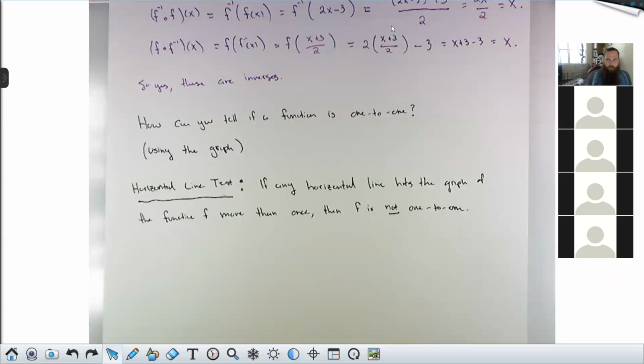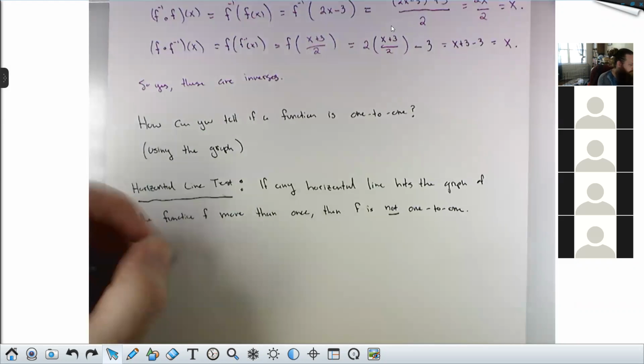But it's kind of like a backwards version of the vertical line test. Remember, the vertical line test is a way to tell if a graph is a function. If any vertical line hits your graph more than once, then automatically that is not the graph of a function. The horizontal line test says if any horizontal line hits your graph more than once, then that's not a one-to-one function.